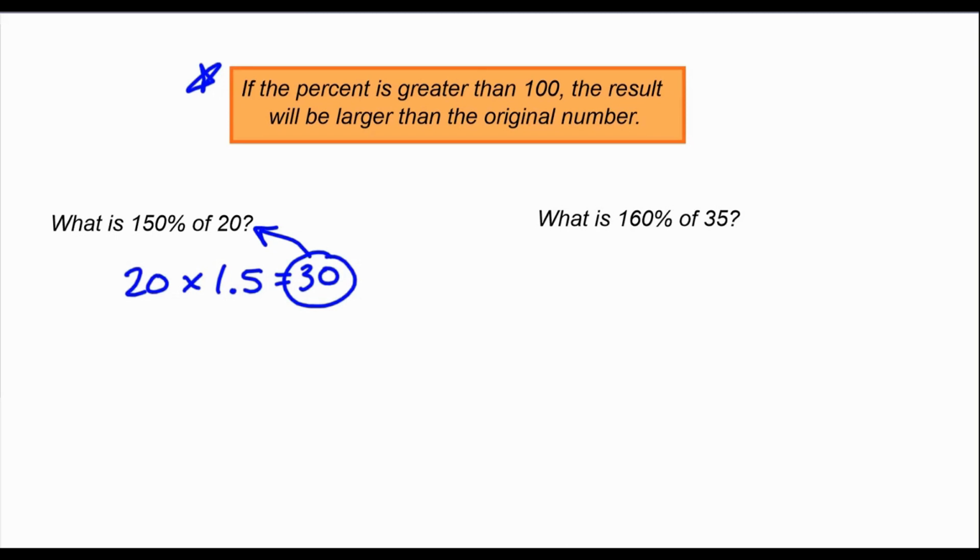What is 160% of 35? I'm going to take 35 and multiply it by 160% as a decimal, which is 1.6. And I get 56. And again, you'll see I got a number larger than what I was finding the percent of, because my percent was greater than 100. So 160% of 35 is 56.